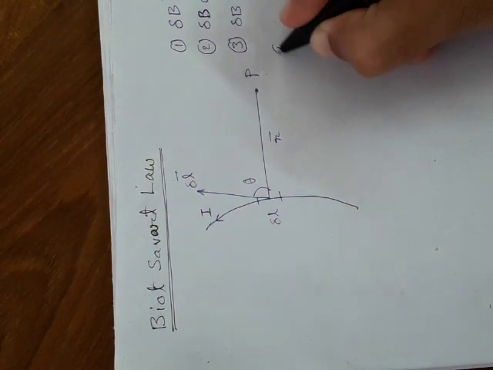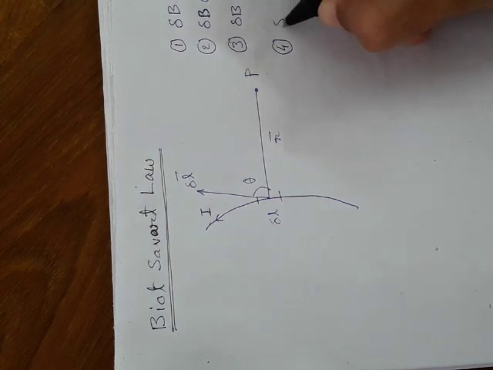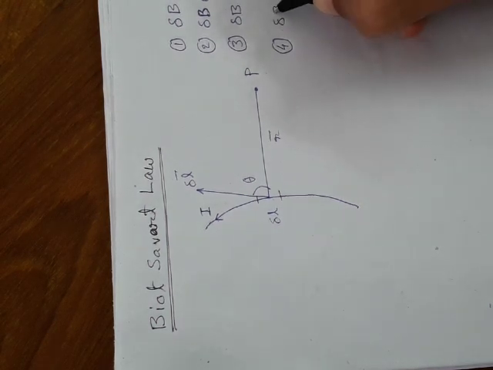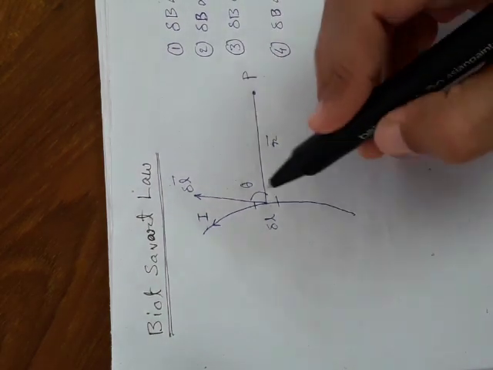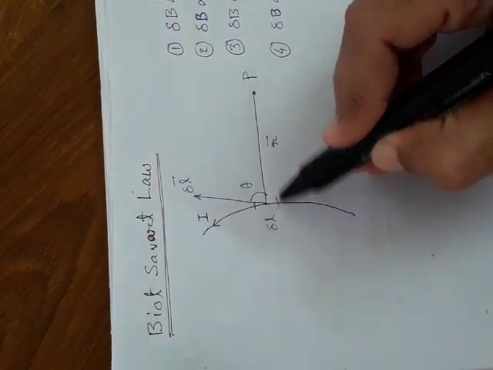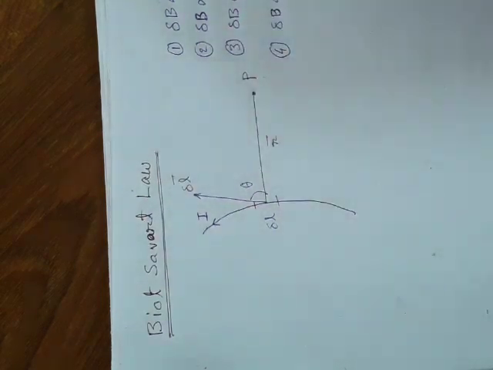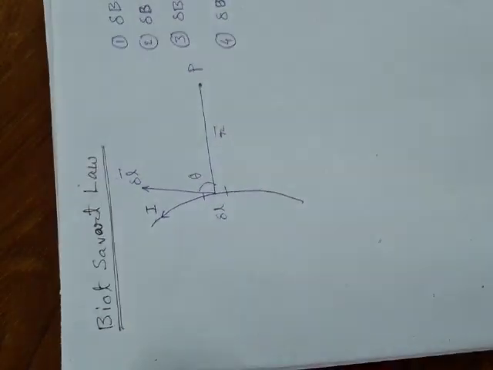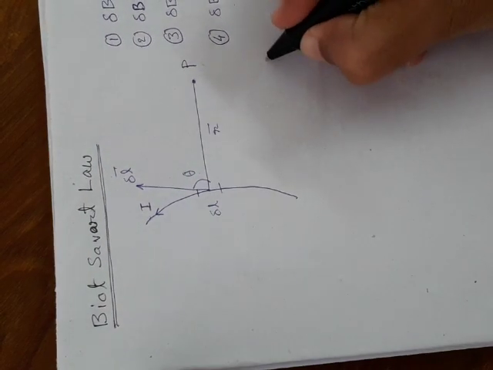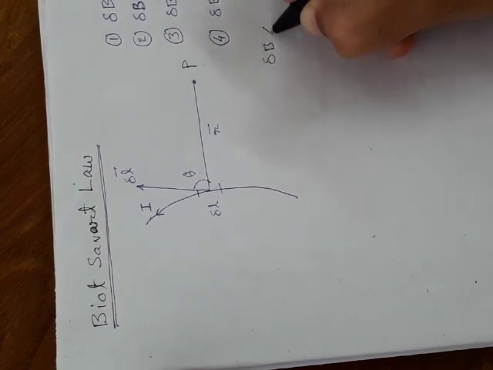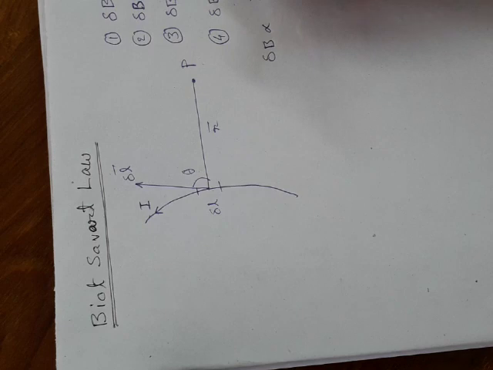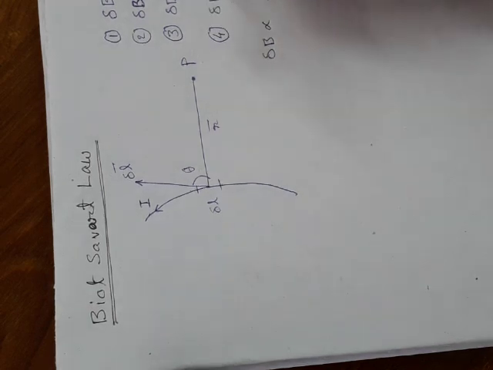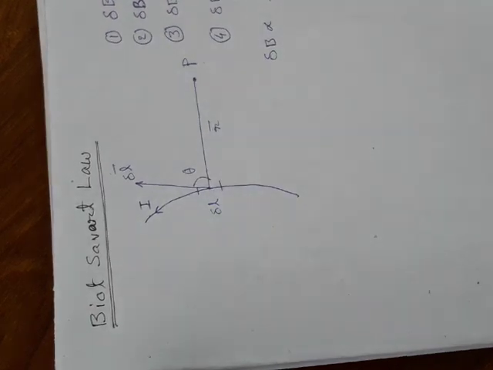And fourth, delta B is proportional to sine theta, where theta is the angle between the vector r and this vector delta L. Therefore, combining these four proportionalities, we can get delta B is proportional to I delta L sine theta by r square.